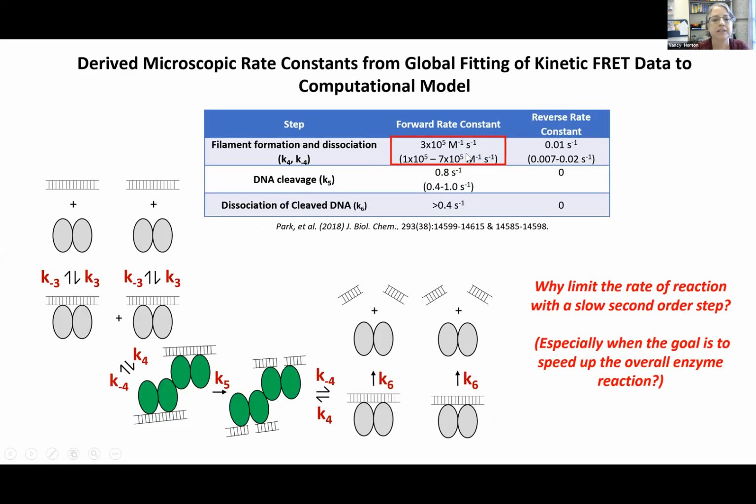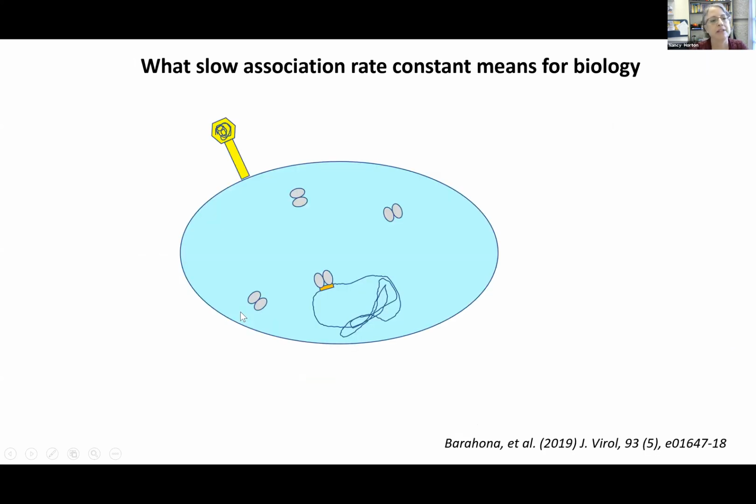Okay, so I wanted to focus on this rate constant here. If you notice, it's kind of slow. It's a second order rate constant. It's the assembly of 2 enzymes bound to DNA into the filament, and it's about 3 to 4 orders of magnitude slower than diffusion. I thought that's kind of strange, because if the point was to speed up DNA cleavage, why would you put a really slow rate constant at the first step? It just seems strange to slow it down that way. But we thought this actually makes sense in terms of the biology.